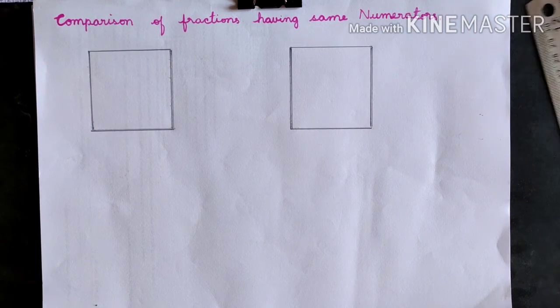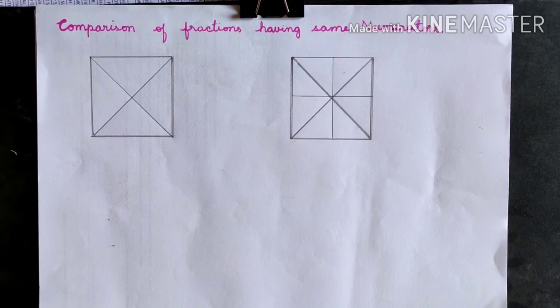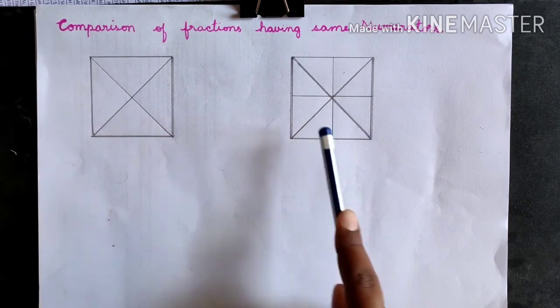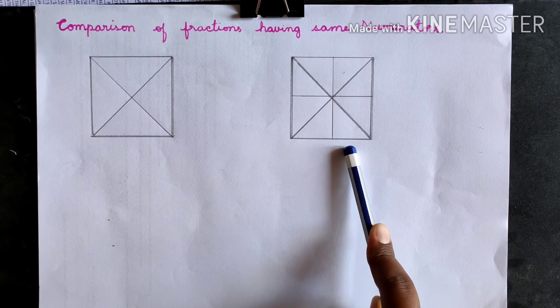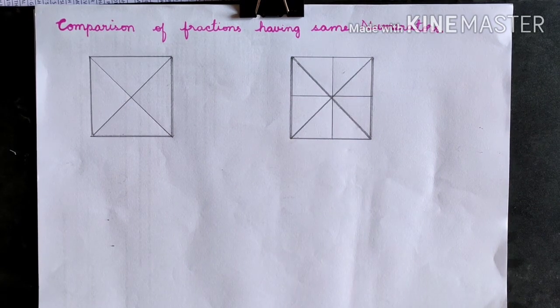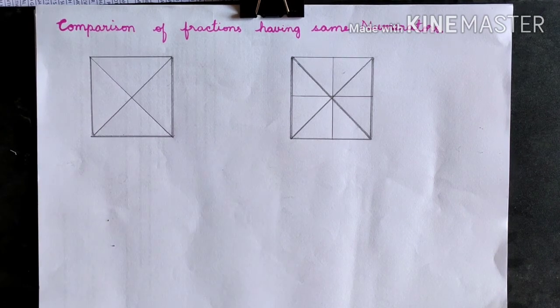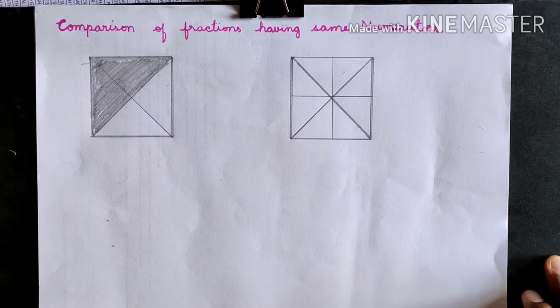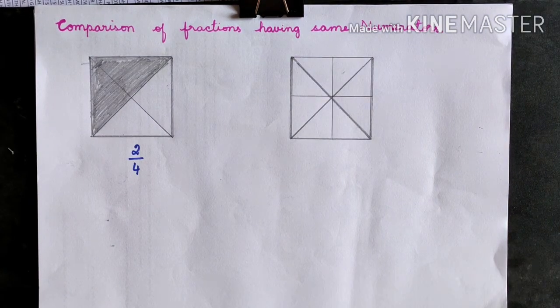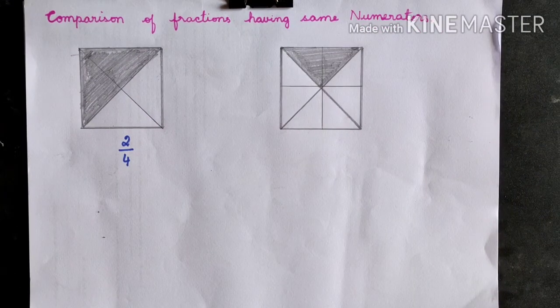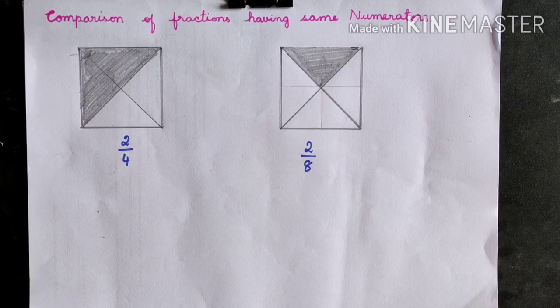We can see two squares of equal size. Now I have divided one square in 4 equal parts, other square in 8 equal parts. Out of these 4 equal parts, I am going to shade 2 of them. So the fraction becomes 2/4. Now from the other square also, I am going to shade 2 out of 8 parts. So I have shaded 2/8 of the square.